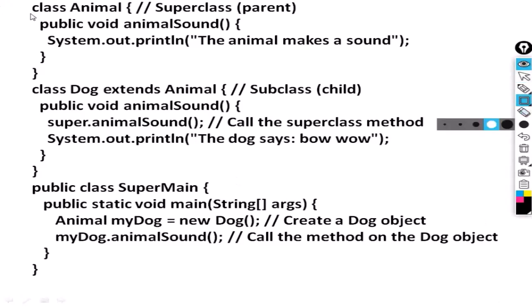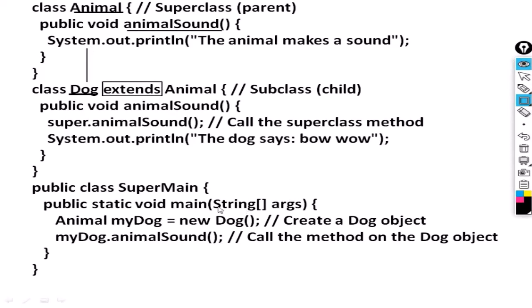So now here you have an animal class, with a method called animal sound. Similarly, the first class is Animal, and Animal has a method called sound. Now Dog is a class which extends from Animal. Now Dog and Animal have a relationship.